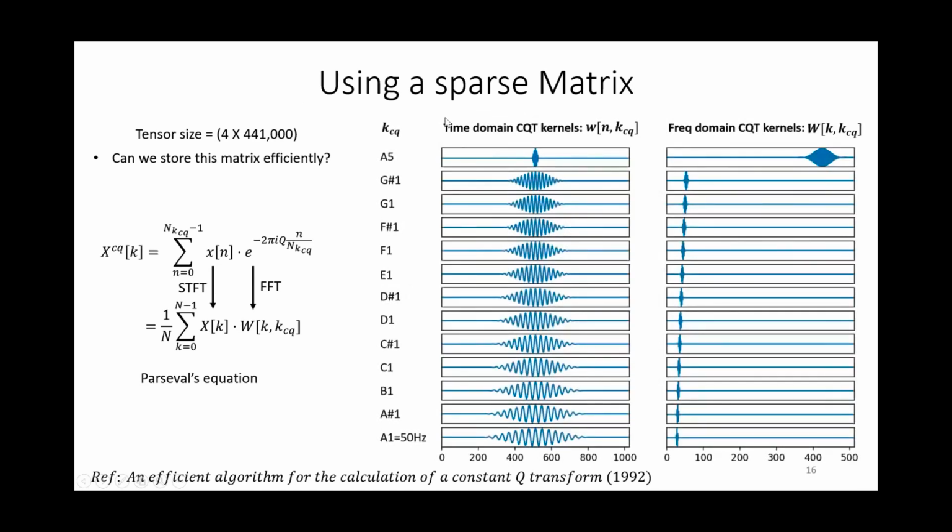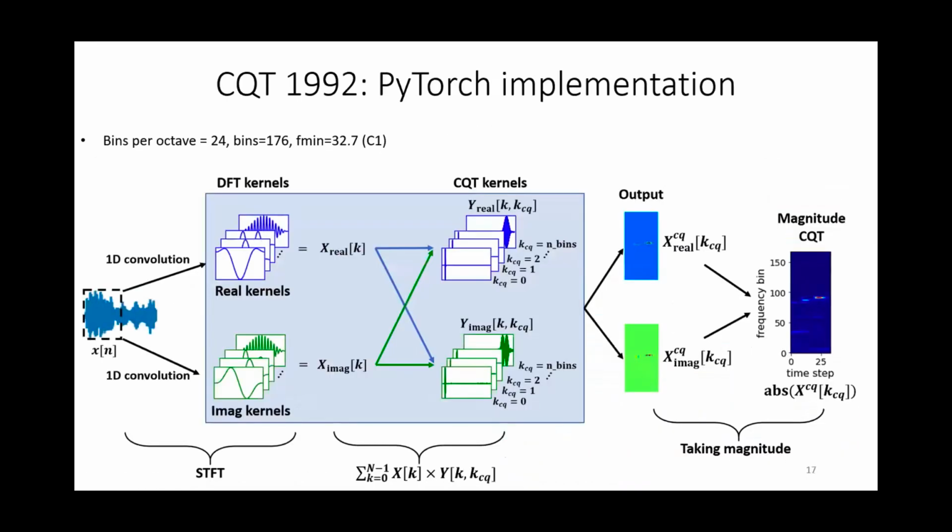So this is the plot of the original time domain CQT kernel, and this is the plot for the frequency domain CQT kernel. You can see that after we convert the time domain kernel into the frequency domain kernel, the information is sparse. So we can use the sparse matrix to store the information so that we don't waste memory to store everything. And this is how it works when we try to implement it in a neural network.